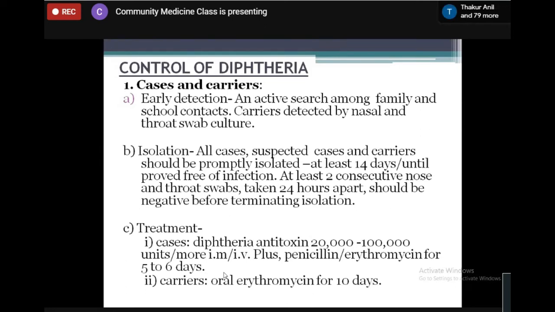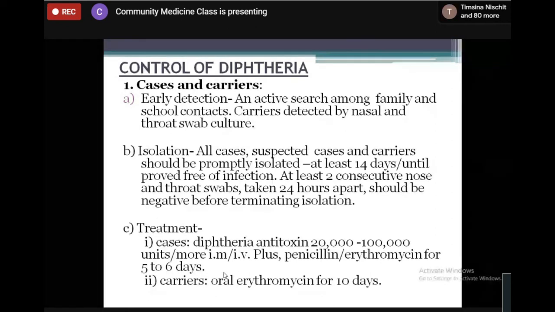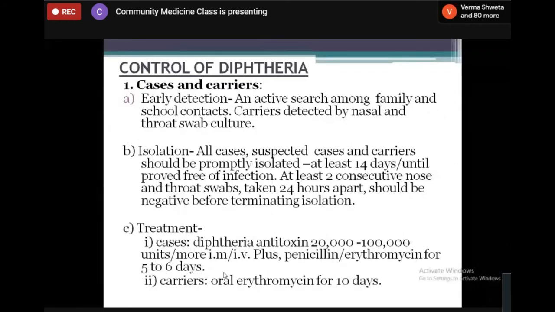Because the toxin has produced those signs and symptoms, you have to give the antitoxin. How much? 20,000 to 1 lakh units or more, intramuscularly or intravenously. Along with the antitoxin injection, you have to give penicillin or erythromycin for 5 to 6 days. For carriers, after doing the swab test, if they come out to be positive, we have to give erythromycin tablet for 10 days. No antitoxin should be given to carriers.